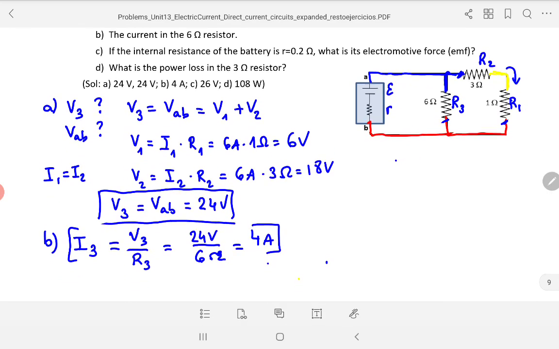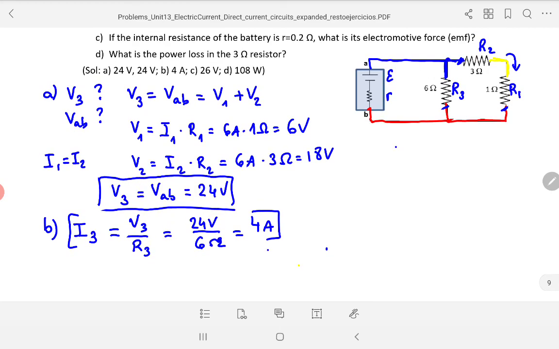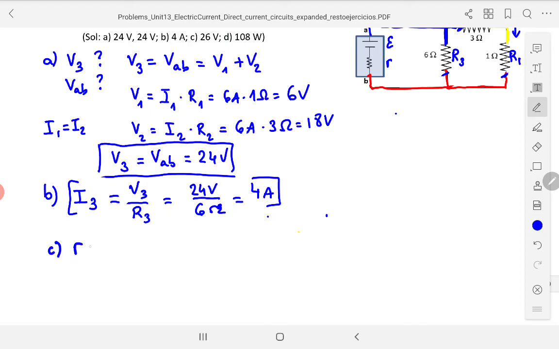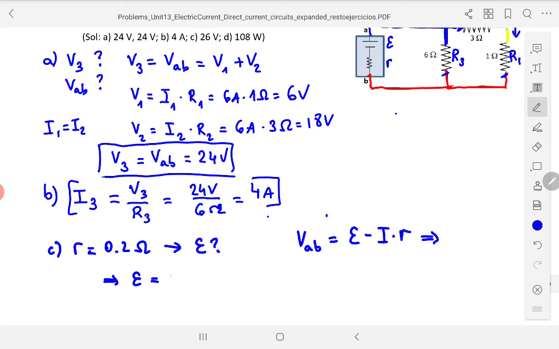Then they're also asking what is the electromotive force if the internal resistance of the battery is 0.2 ohms. So in C we have that the internal resistance is 0.2 ohms, and they're asking what is the electromotive force. And this is easy if you realize that the potential difference across the battery terminals, VAB, has to be equal to the electromotive force minus the current times the internal resistance. So from here we can say that the electromotive force is equal to the potential difference across the battery terminals plus the electric current that flows through the battery times the internal resistance.